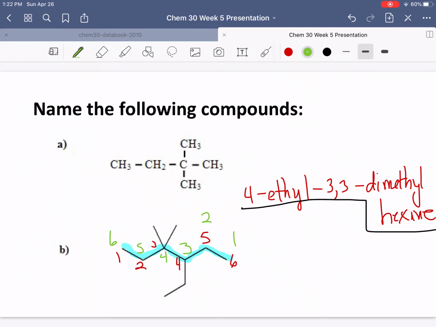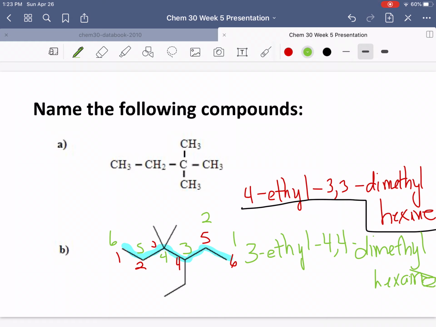With the green numbering, we're going to end up with a 3-ethyl. Now the methyl groups are on the 4, 4, dimethyl hexane. Here's what's weird. They're not both considered right. The chemistry IUPAC system dictates one of these is correct and one of them is wrong. And here's how we decide.